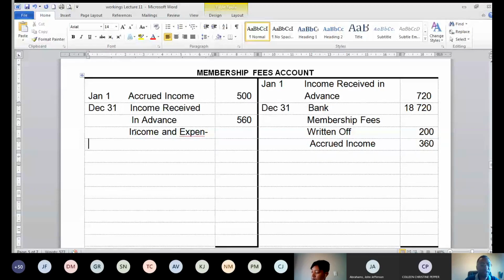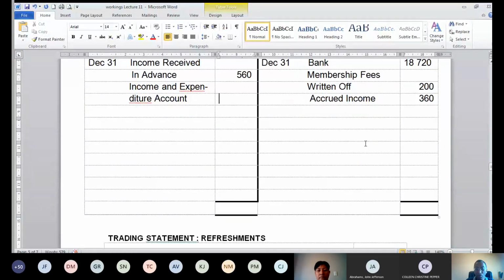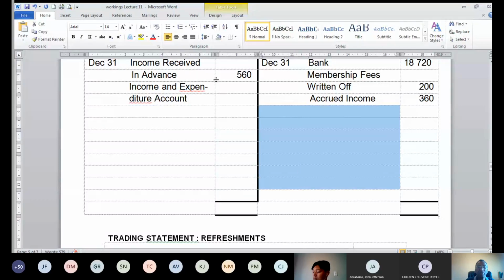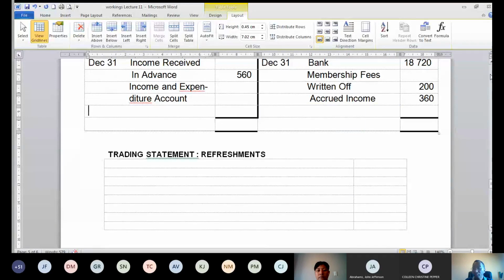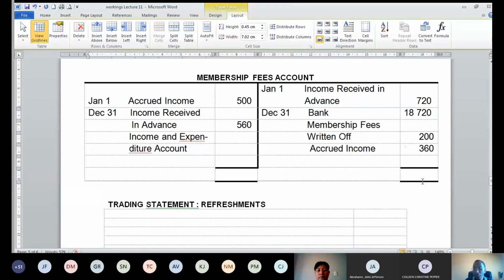Income and expenditure account. And the amount to be recorded in your income and expenditure account now, guys, is the balancing figure. So what you do is, just quickly get rid of some of these things here. You add up your credit side now, which is the 720 plus the 18,720 plus the 200 plus the 360, and that will give you an amount of 20,000 rand.